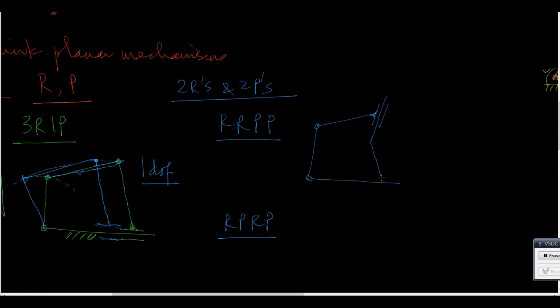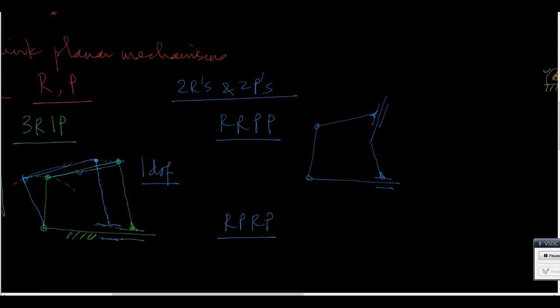It's interesting to bend it to some other direction to match this direction here. Okay, so that is RRPP. Now, does it have 1 degree of freedom? We think it does, but let's look at it intuitively.